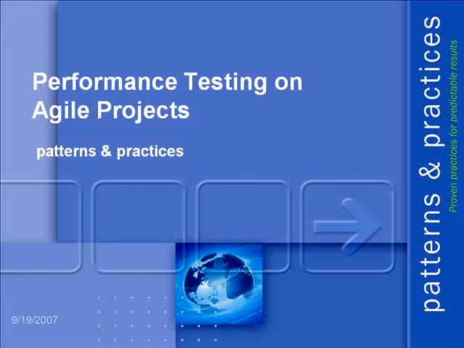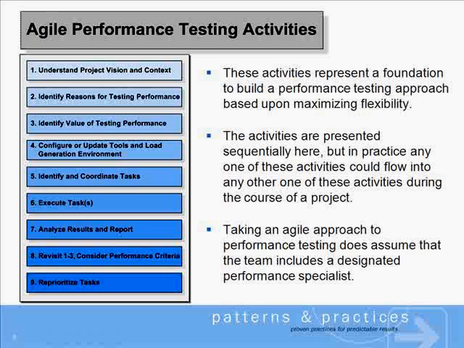Watch this video for information about the core activities involved in performance testing on an Agile project. Experience with successful performance testing on Agile projects has shown that the 9 activities on the left are common to successful projects. These activities represent a foundation to build a performance testing approach based on maximum flexibility.